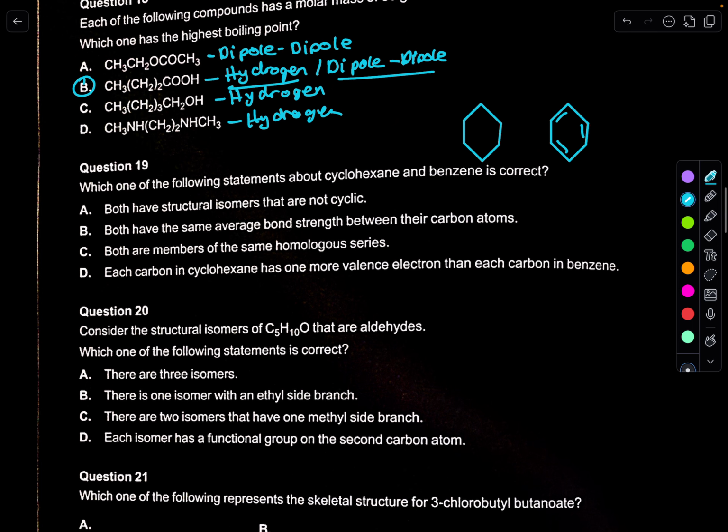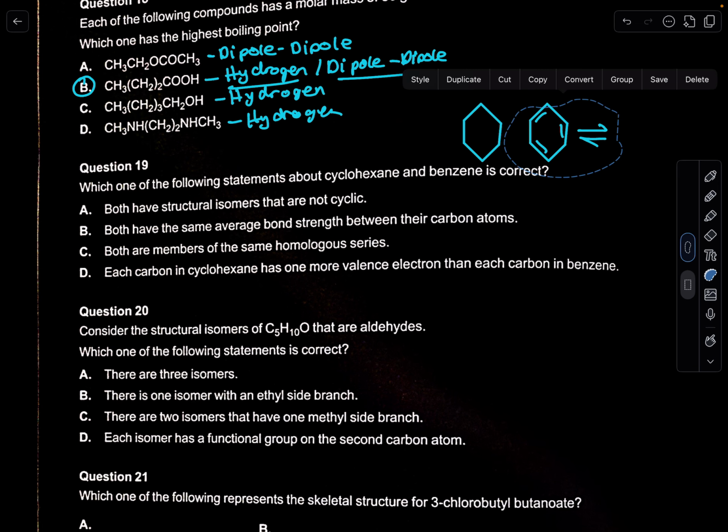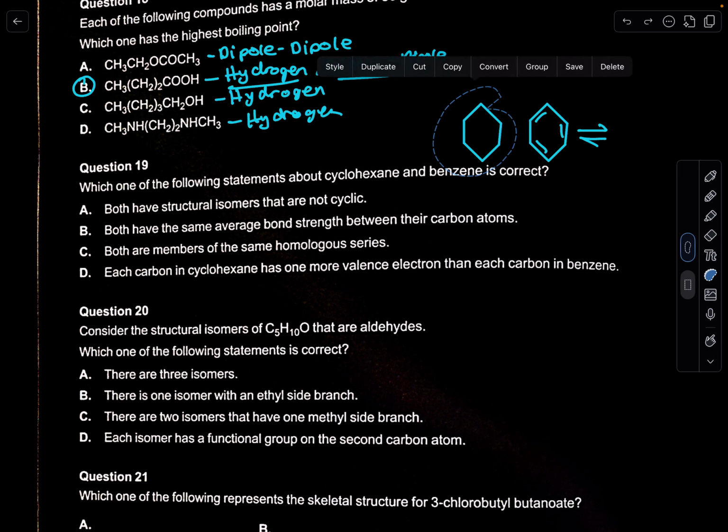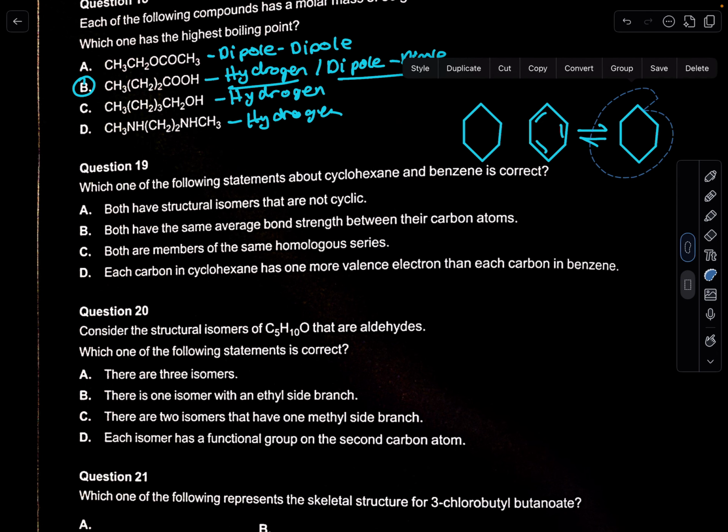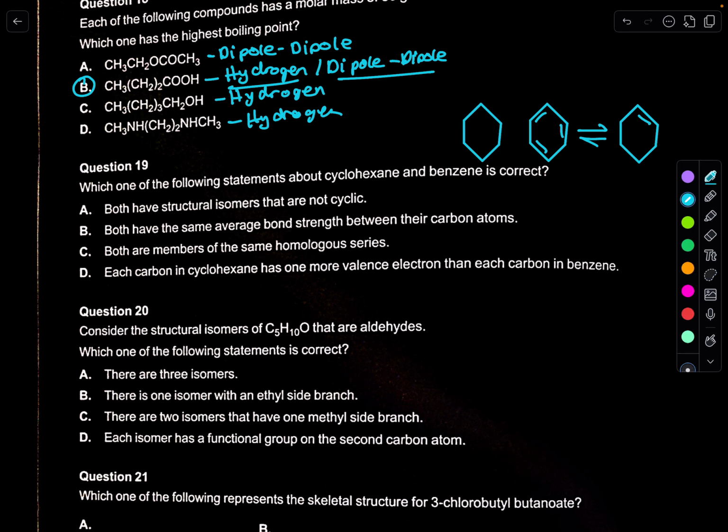And of course, these double bonds are resonant, so they kind of move around and switch around. They look like this, because they're always moving. You can also draw them like this. Or in some textbooks, they'll just draw a circle in the middle, because the bonds are resonant. So these are all benzene, and this is cyclohexane.